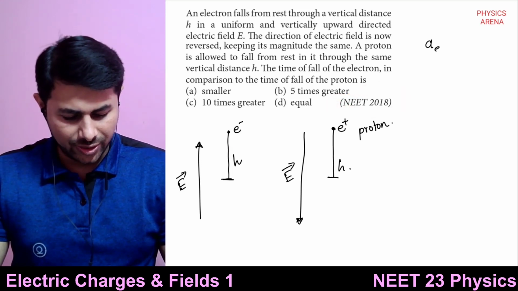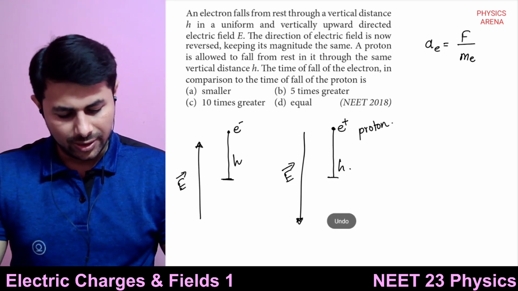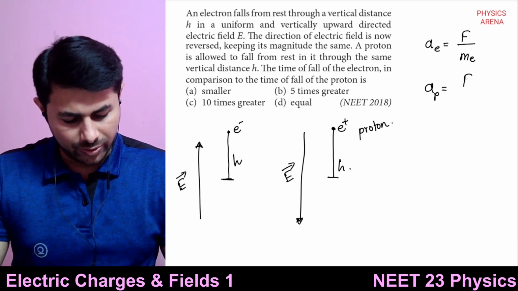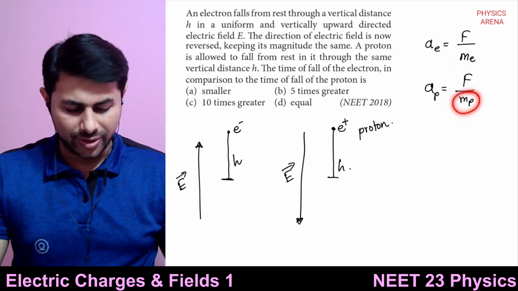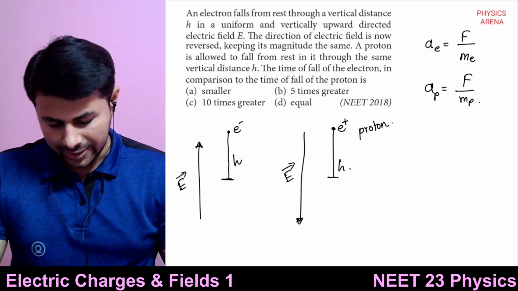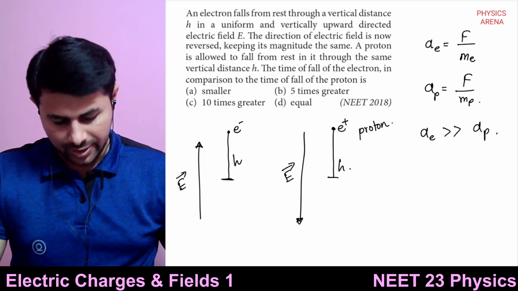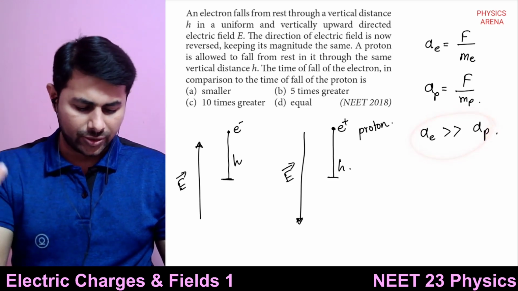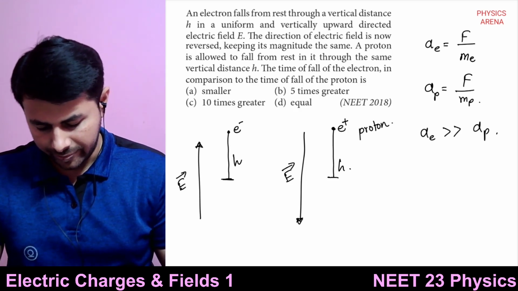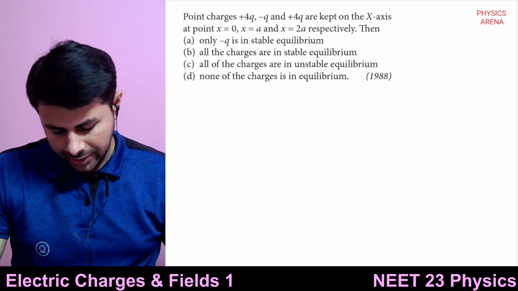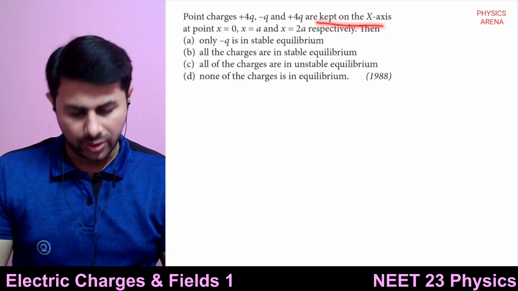But acceleration of electron would be force divided by mass of electron, and acceleration of proton would be force upon mass of proton. Mass of electron is much smaller compared to mass of proton. And that's why acceleration of electron would be very large compared to acceleration of proton. And that's why the electron will fall much faster compared to the proton. So time taken by electron will be much smaller. It's option A.